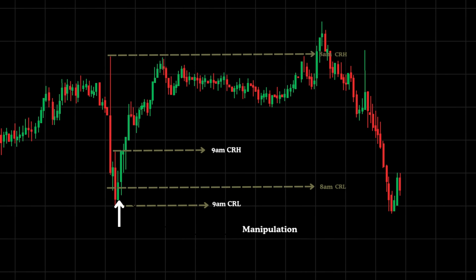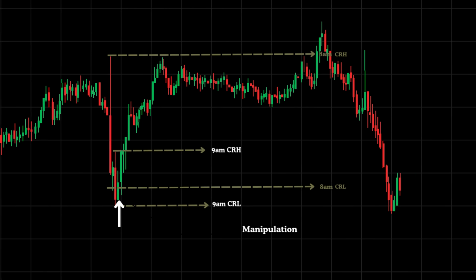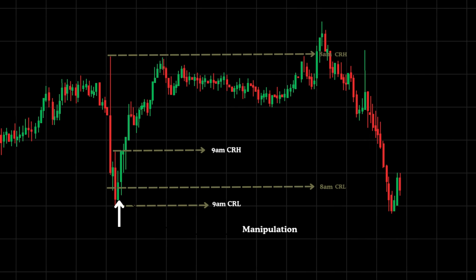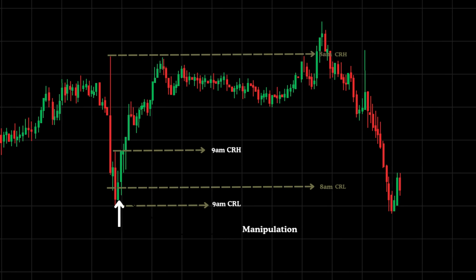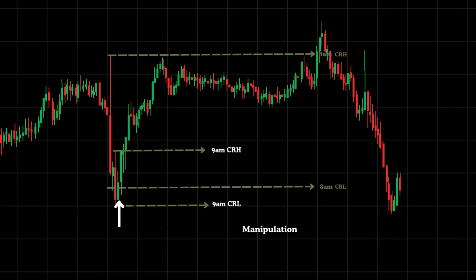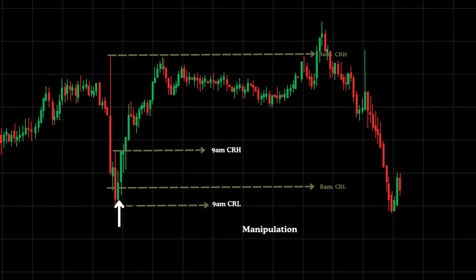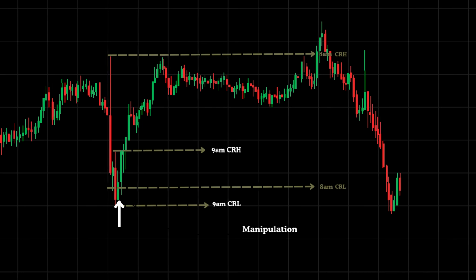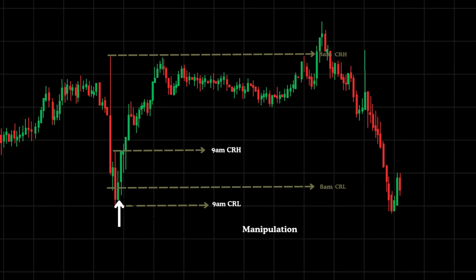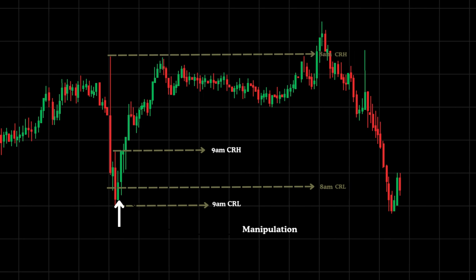Step 2. Prepare for entry on the 5-minute or 1-minute chart. To refine your entry, zoom into the 5-minute or 1-minute chart. Look for one of the following confirmations: a bullish order block, the last bearish candle before the move up; a break of structure to the upside; or rejection from a key fair value gap or imbalance.